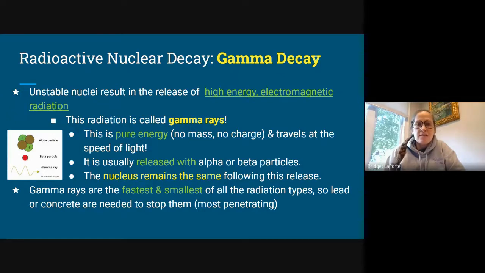And those are your 3 different types of nuclear decay. So when we say something is radioactive, what we mean is that it is releasing either alpha or beta particles, or it is releasing gamma radiation.